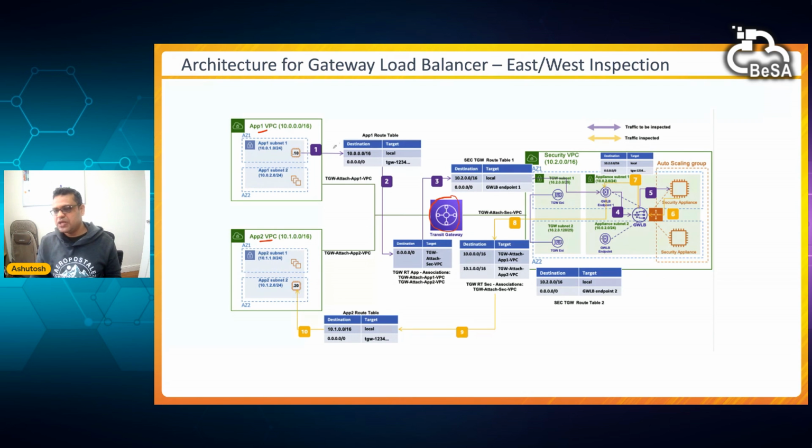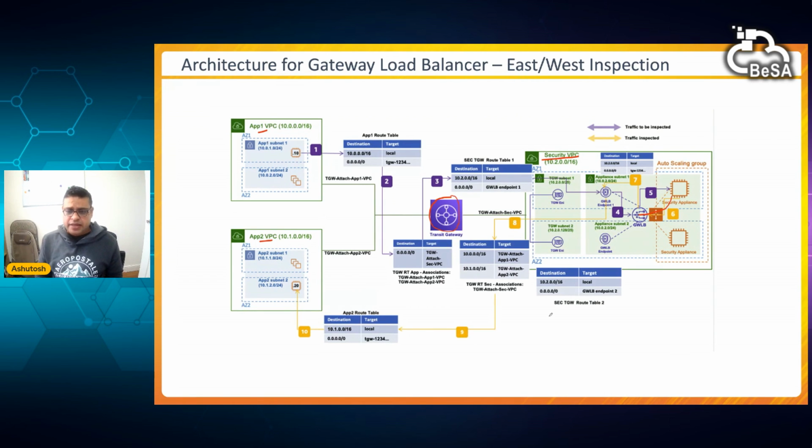From here, you go to the transit gateway. Transit gateway will forward the traffic to the appliance VPC, like the security VPC in this case. The security VPC will have the gateway load balancer endpoints. It will send to the gateway load balancer, and it will go to the appliance. The traffic will come back to the transit gateway. Transit gateway will send it to the destination, and the return traffic will follow the same path.